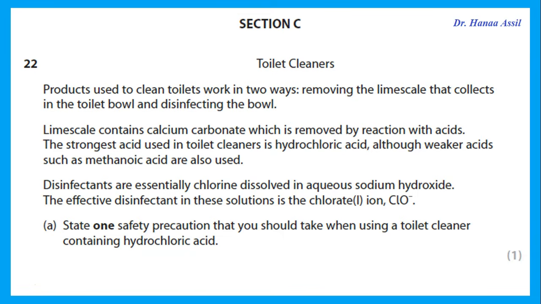Section C is talking about toilet cleaners. Products used to clean toilets work in two ways: removing the limescale that collects in the toilet bowl and disinfecting the bowl. Limescale contains calcium carbonate, which is removed by reaction with acids. The strongest acid used in toilet cleaners is hydrochloric acid, although weaker acids such as methanoic acid are also used. Disinfectants are essentially chlorine dissolved in aqueous sodium hydroxide. The effective disinfectant in these solutions is the chlorate ion ClO-.